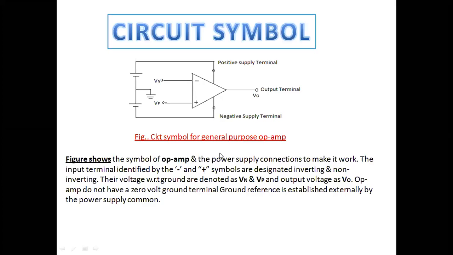So we can give the power supply to the op amp that will look like this. Here we are giving the negative input, here we are giving the positive voltage, and if we are supposed to give the VCC that will be positive and negative, we can give positive supply here and we can give negative supply here.